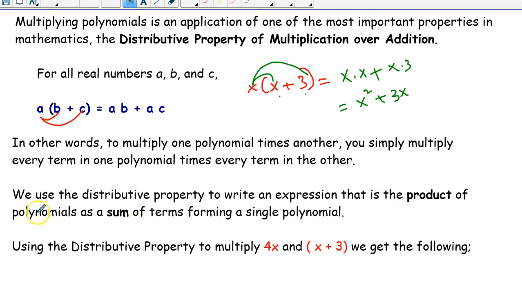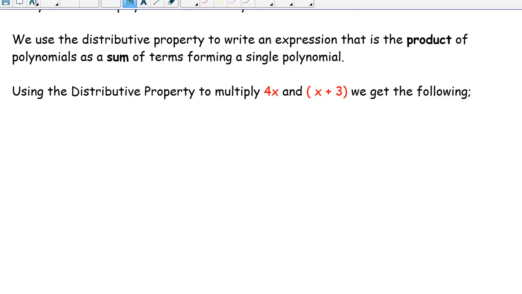Now, what do you have? When you use the distributive property to write an expression that is the product of polynomials as a sum of terms forming a single polynomial, two factors together on multiplication will end up as a single polynomial. Like when you multiply two numbers, 5 times 6. What is 5 times 6? It is 30, a single product. So a polynomial will also be obtained by multiplying those two terms by making use of the distributive property.